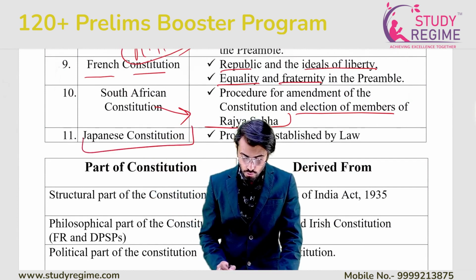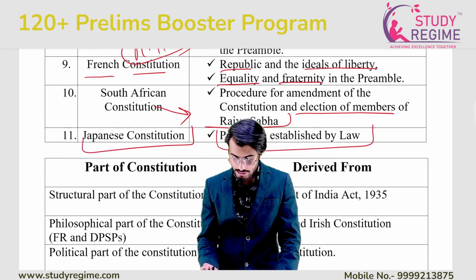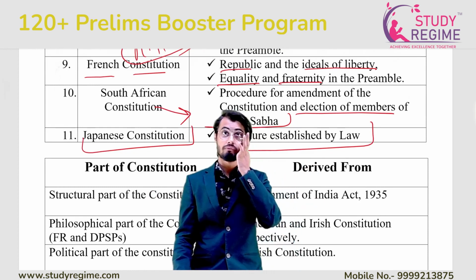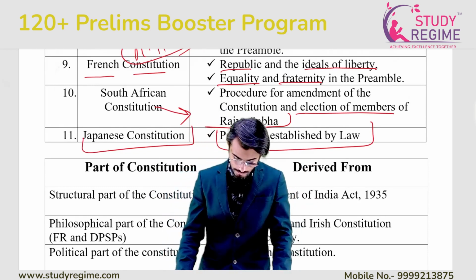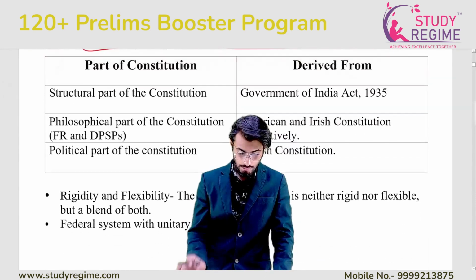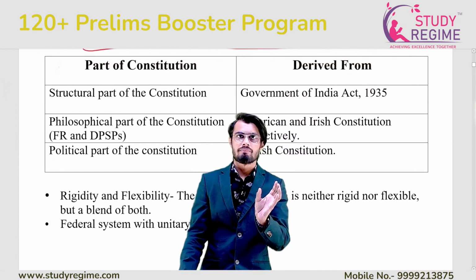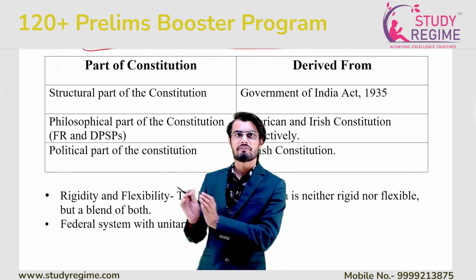Then Japanese constitution, we have taken the procedure established by law. There is two sort of law, and in which we follow the procedure established by law from Japanese constitution. Okay, now see, we have also taken lot of parts of constitution from different documents.